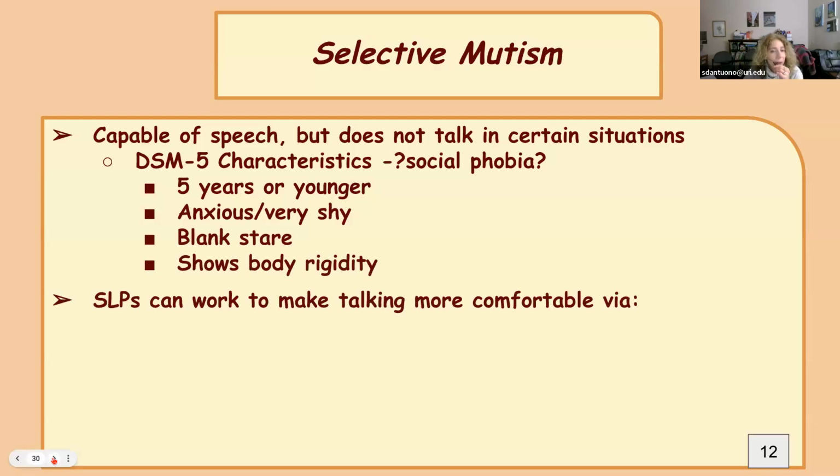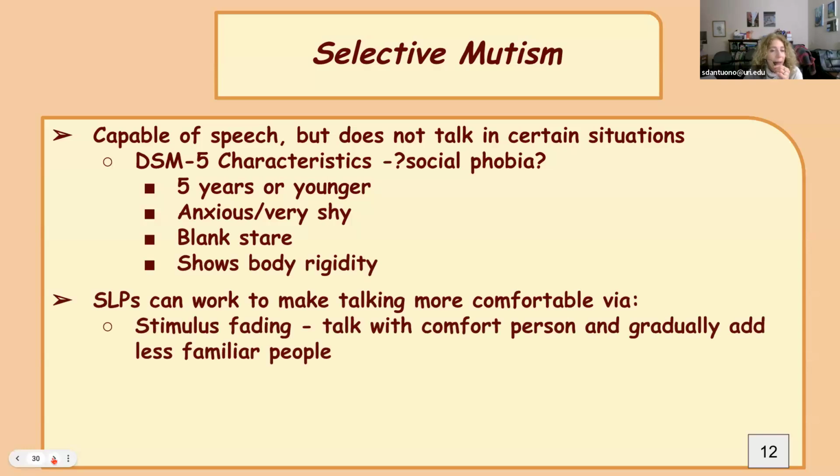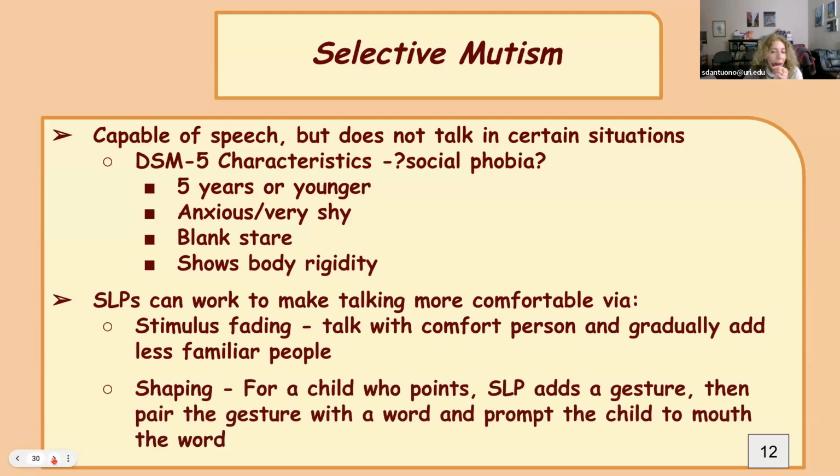We can work with them to make talking more comfortable by encouraging them to talk with a comfort person and gradually adding less familiar people, even if they start off with a whisper. Shaping would be for a child who points: the SLP will add a gesture, then pair the gesture with a word and prompt the child to mouth the word. We had a child come in here who had selective mutism, and she was a little older, and we used a communication device, and she would use the device. So whatever the reason for her not speaking, at least she had a form of communication. You just have to think outside the box.